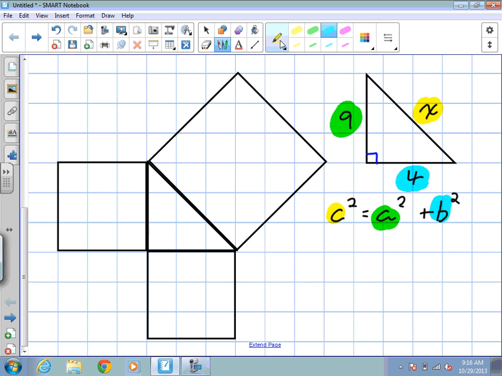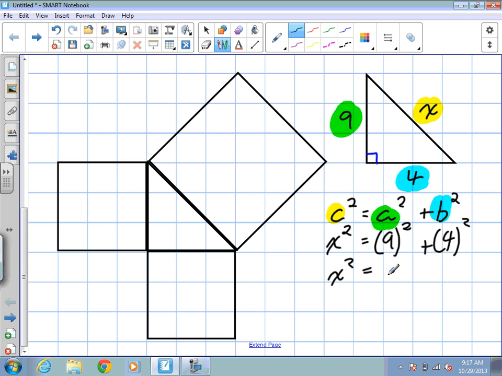X squared. So when we go to replace this, the square, or the power of 2, is going to stay the same. The bases are the only thing that's changing. So this C is now our X, so we have X squared is equal to our 9 squared, plus our B, which is 4 squared. Great. So X squared is equal to, what's 9 squared? Good. What's 4 squared? Good. We'll put them together. What do we get?